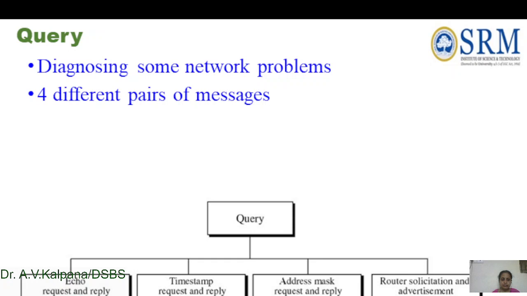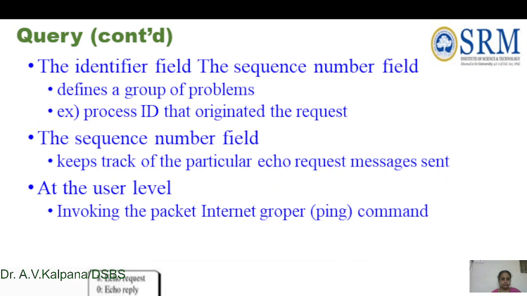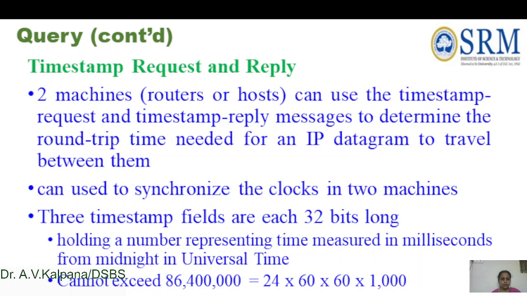Then there are query messages, like echo request and echo reply. A router or host can send an echo request message. Normally this message is to ping another host: are you alive? If the other host is alive, it sends the echo reply message. The echo reply is always sent by the router or host that receives an echo request. So normally it is a request-reply kind of message. This is the format of echo request and reply. In case of request the type is 8, and replies are of type 0.